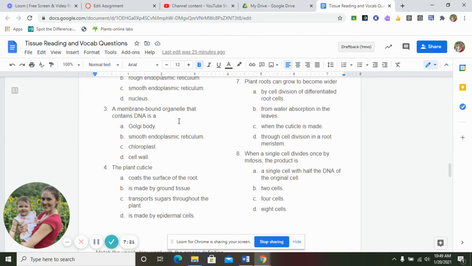Back to number 3, a membrane-bound organelle that contains DNA is the chloroplast, C. The plant cuticle is made up of epidermal cells, that is D. Plant roots can grow to become wider through division in the cell meristems, down here. And when a single cell divides once by mitosis, the product is going to be B, 2 cells.